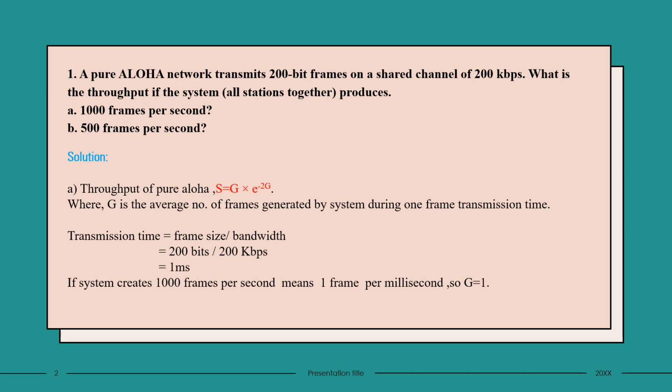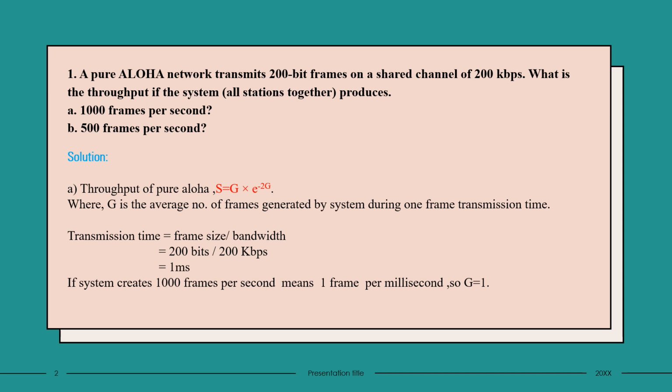So what is the type of network here? The type of network is pure Aloha network. It transmits 200 bit frames. So what is the size of the frame? The size of the frame is 200 bits on a shared channel of 200 kbps. So what is the channel rate? The channel data rate is 200 kbps, which is nothing but the bandwidth. So here you have two pieces of information: one is the frame size and the other is bandwidth.